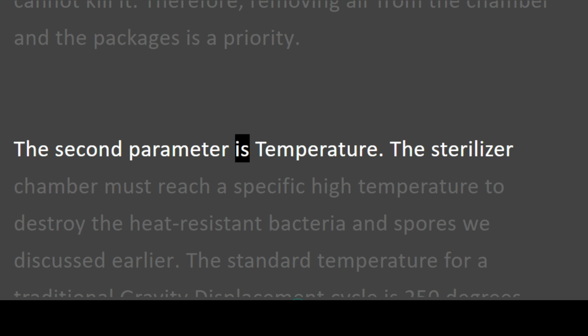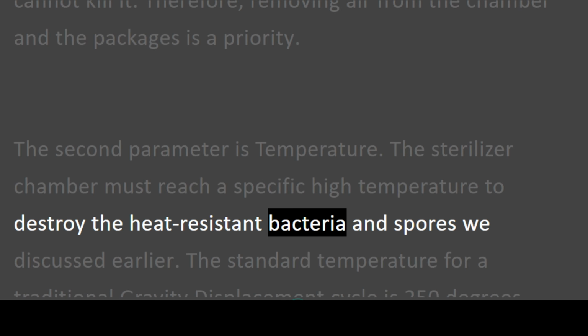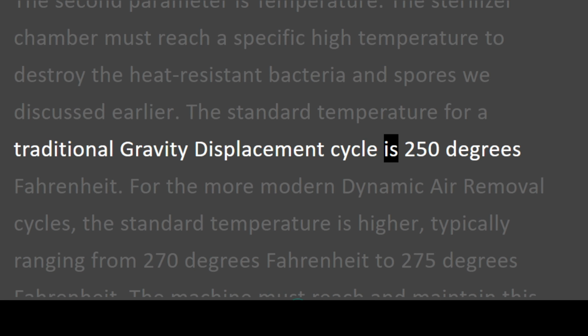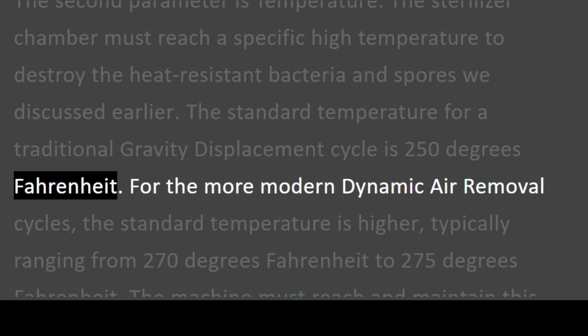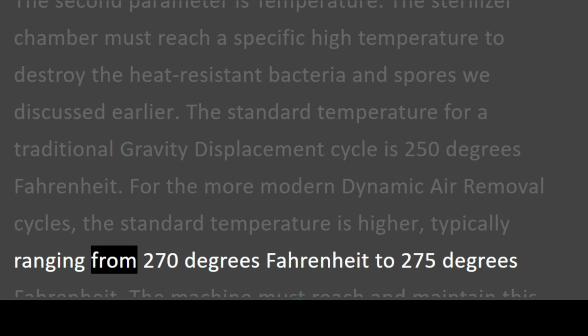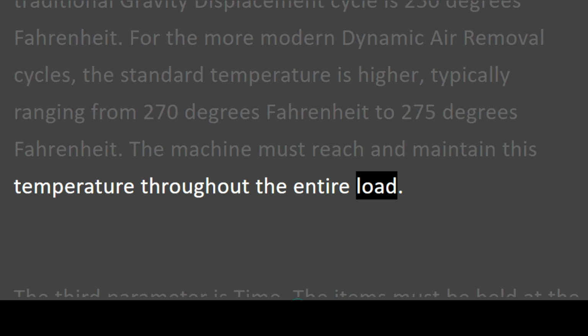The second parameter is temperature. The sterilizer chamber must reach a specific high temperature to destroy the heat-resistant bacteria and spores we discussed earlier. The standard temperature for a traditional gravity displacement cycle is 250 degrees Fahrenheit. For the more modern dynamic air removal cycles, the standard temperature is higher, typically ranging from 270 degrees Fahrenheit to 275 degrees Fahrenheit. The machine must reach and maintain this temperature throughout the entire load.